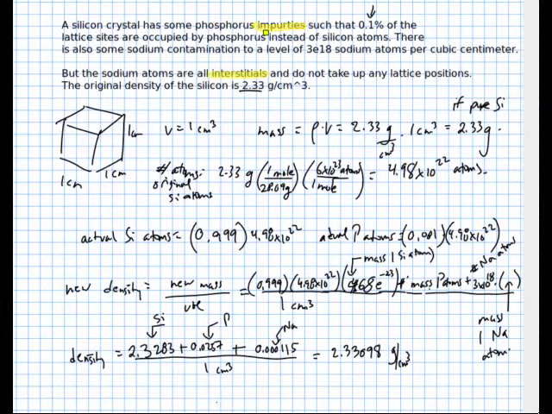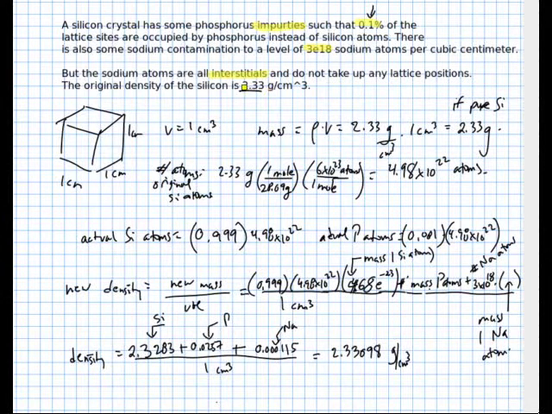This problem involves interstitials and some impurities. So we're going to start with a silicon crystal that has some phosphorus added to it, but added in such a way that the phosphorus is replacing the silicon. And so 0.1% of the lattice has been replaced. We're also going to add some sodium, but for this problem we're adding it as an interstitial, not taking up a lattice position. So we're going to add 3 times 10 to the 18th sodium atoms for every cubic centimeter.